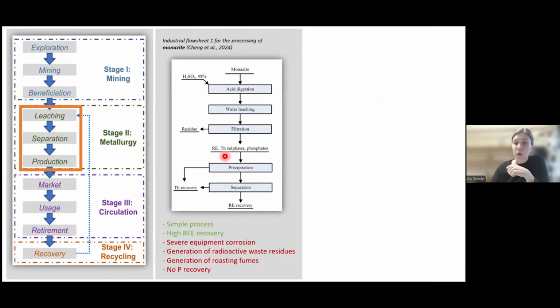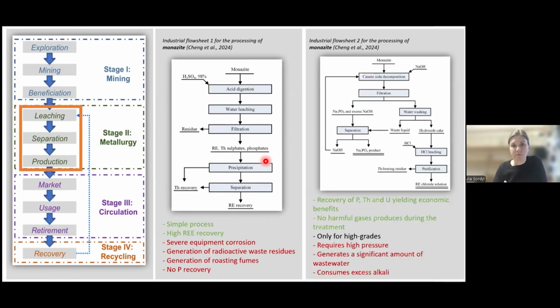If we take a look at monazite, which is a phosphate, the main process for monazite is hot acid digestion, followed by filtration and precipitation. The process is simple. It yields high RE recovery. However, there is severe equipment corrosion. There is a generation of radioactive waste because thorium is present in monazite. There is a generation of roasting fumes. And in terms of economics, phosphorus is not recovered, which is a big challenge.